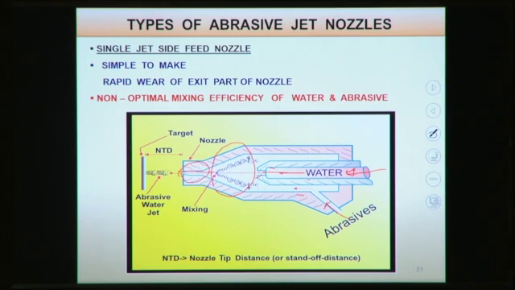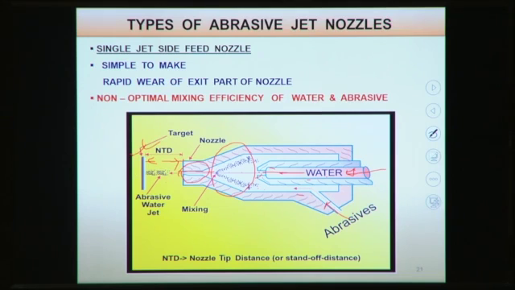From here to here, this is called the nozzle tip distance or stand up distance. This nozzle tip distance has huge importance. By changing it, you can change your material removal rate. Also you can change the kerf width and accuracy of the machined surface. Different other things can also be changed by changing this nozzle tip distance. And this is the target or workpiece here.